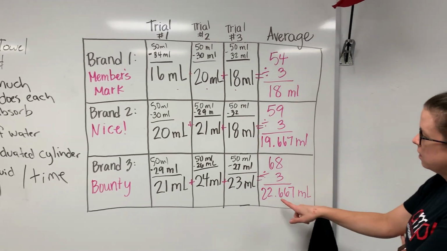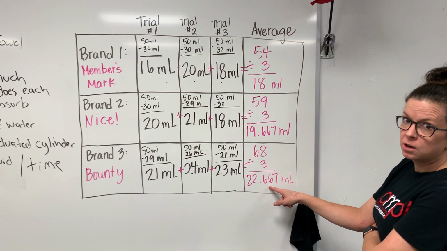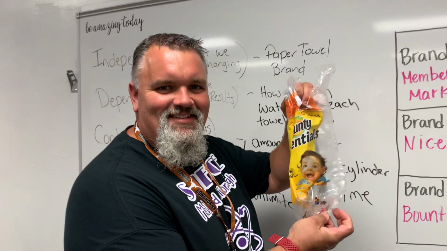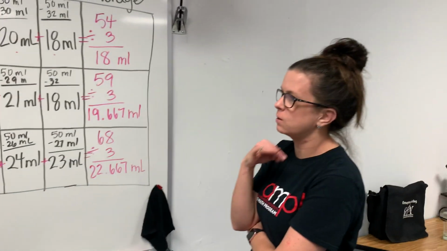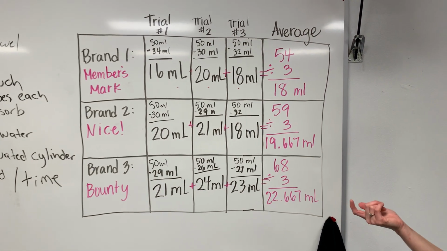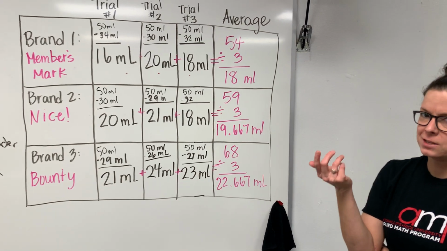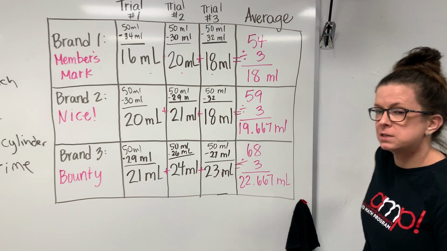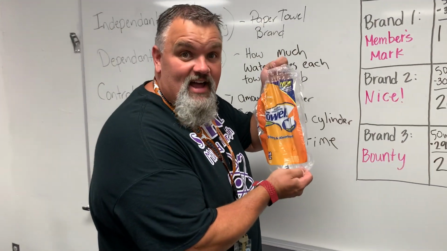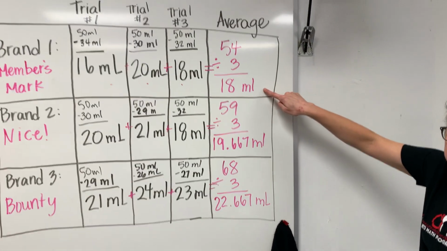So if you look at the chart as a whole, if you look at the 3 averages, you can tell that the Bounty brand has the highest average. So we can assume that the Bounty brand is the most absorbent of the 3 types that we tested. So you could do this at home if you have 3 different types of paper towels, but that's totally up to you. But now you know what to ask your mom to buy at the store. And you also tell her what brand not to buy, and that's Member's Mark, because that soaks up the least. Pitiful.